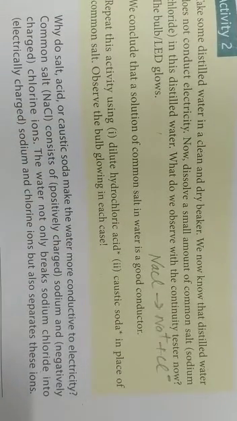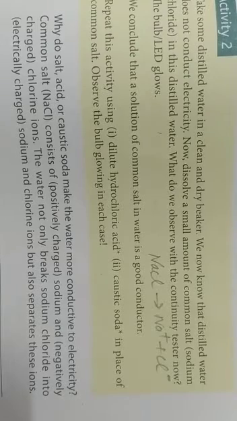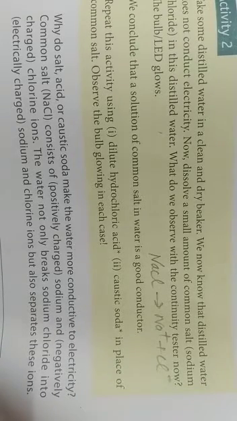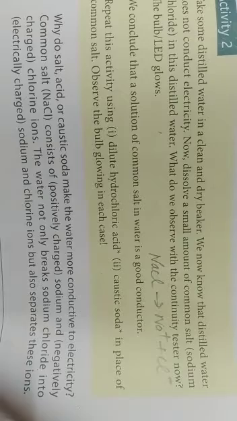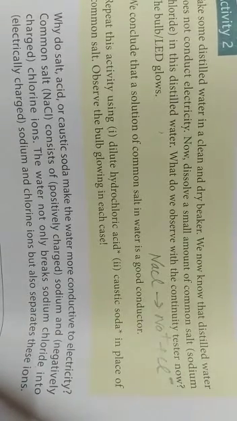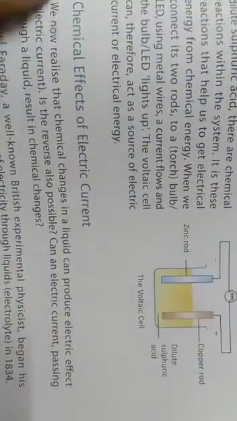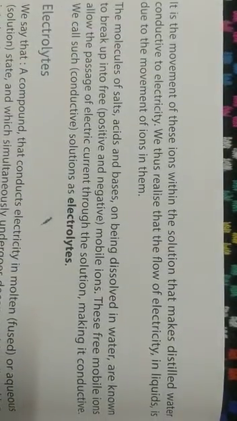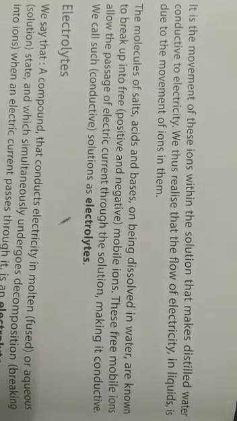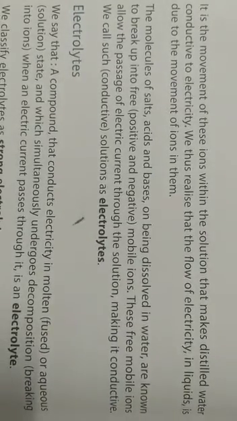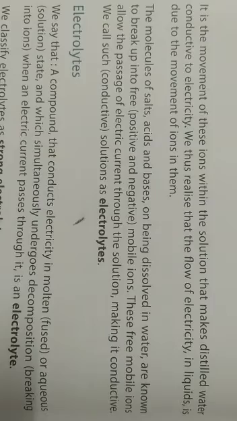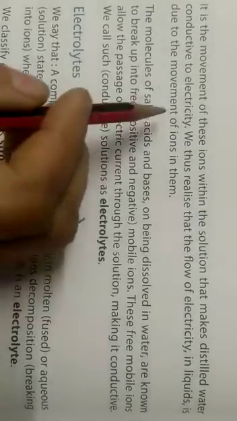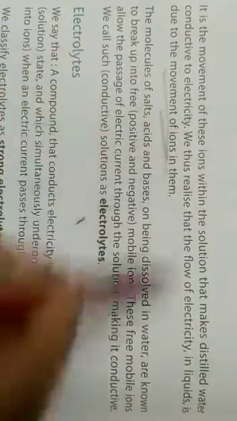Why do salt, acid and caustic soda make the water more conductive to electricity? Common salt consists of sodium and chlorine ions. The water not only breaks sodium chloride into sodium and chloride ions but also separates the ions. It is the movement of these ions in the solution that makes distilled water conductive to electricity. We thus realize that the flow of electricity in liquid is due to movement of ions. So very, very important.